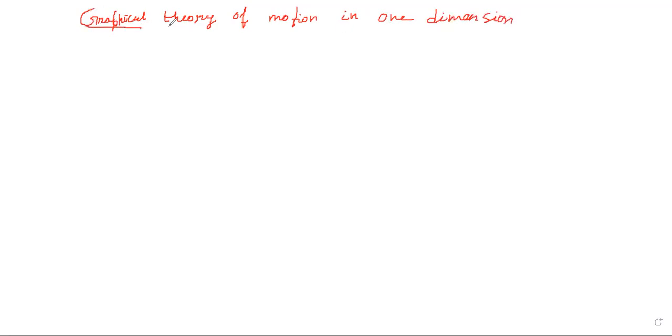We are discussing the motion in one dimension only. In higher classes, we will discuss the motion in 2 dimensions or 3 dimensions also. So remember, for discussion of graphical theory, we must learn some terms related to graph.